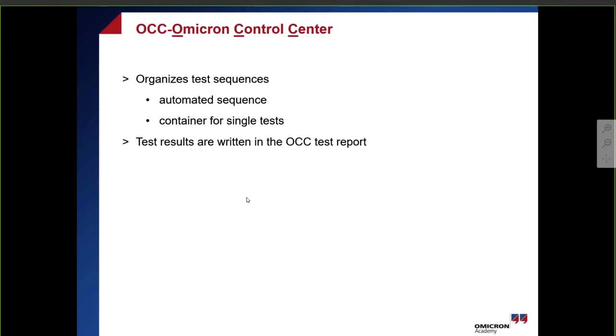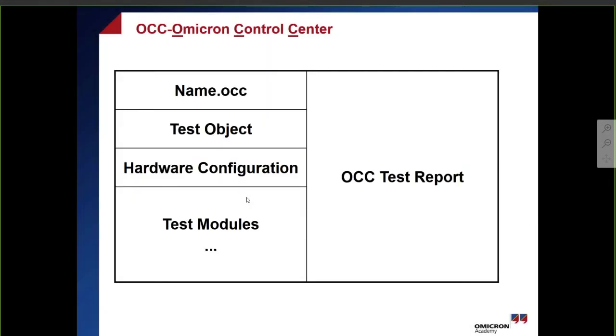Test results are written in the OCC test report. This is another good benefit: you will get only one report for your full test of that relay. This is the shape of the OCC. On the right hand side you will find the OCC test report.